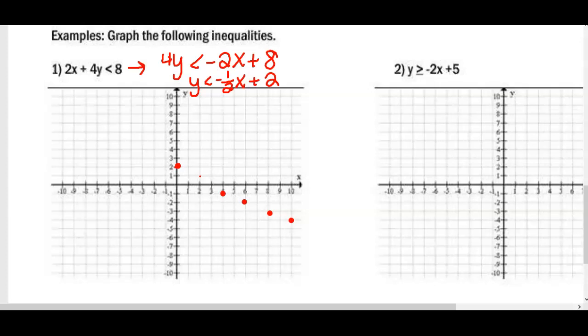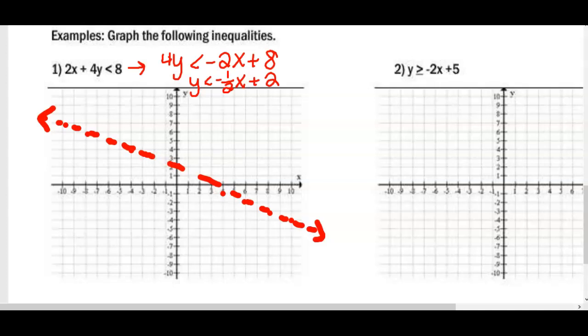Is my line going to be solid or dashed? Dash. Okay, good. So the line is dashed. Remember, all lines have arrows. So you need to make sure you have your arrows on the outside.